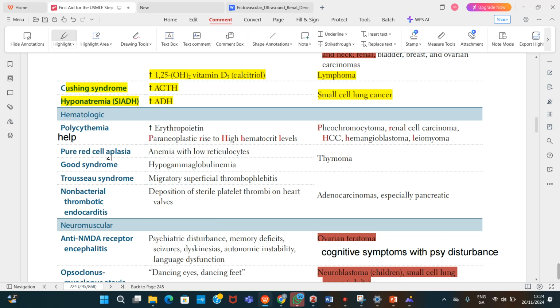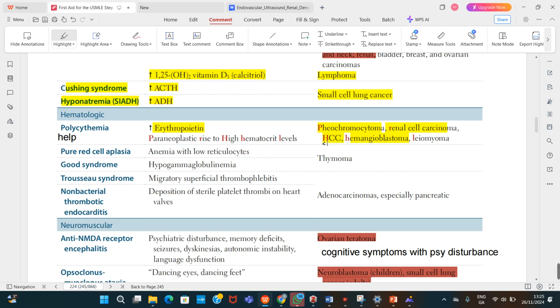Moving on to the hematologic. So polycythemia, erythropoietin is the cause. Erythropoietin is what is being elaborated. A lot of them: the pheochromocytoma, the renal cell carcinoma, the hemangioblastoma. What is common to these three that I've highlighted? Pheochromocytoma, renal cell carcinoma, hemangioblastoma. They have a common, there's VHL. Yes.